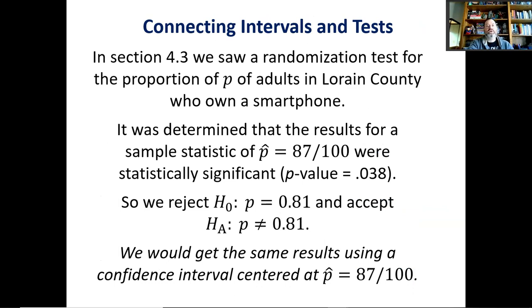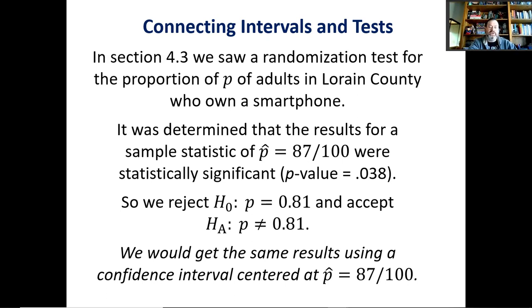Let's talk about why tests and intervals have the relationship that they do. In section 4.3, we saw a randomization test for the proportion p of adults in Lorain County who own a smartphone. It was determined that the results for the sample statistic of 0.87 were statistically significant. We had a p-value of 0.038. So that caused us to reject the null hypothesis and accept that p is not equal to 0.81.